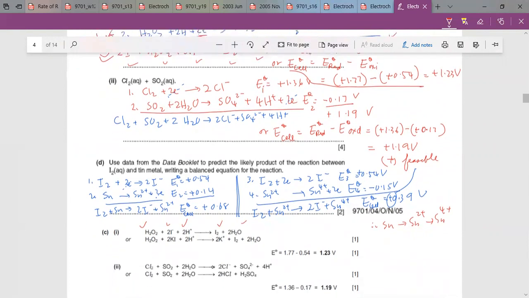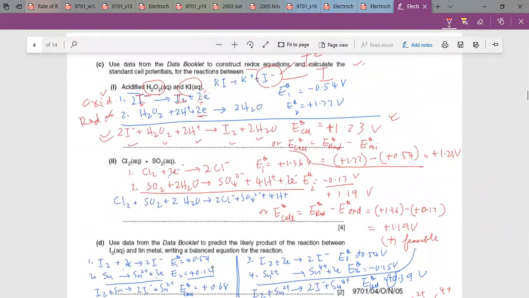Now what's the voltage? Plus 1.23, plus 1.23. Fantastic, both answers. I told you already, this way is easier. You can get both the answers out. You can do it the other way also, but you have to work it out yourself. E redox is E reduction minus E oxidation. Reduction down here: plus 1.77 minus the original. Same answer.